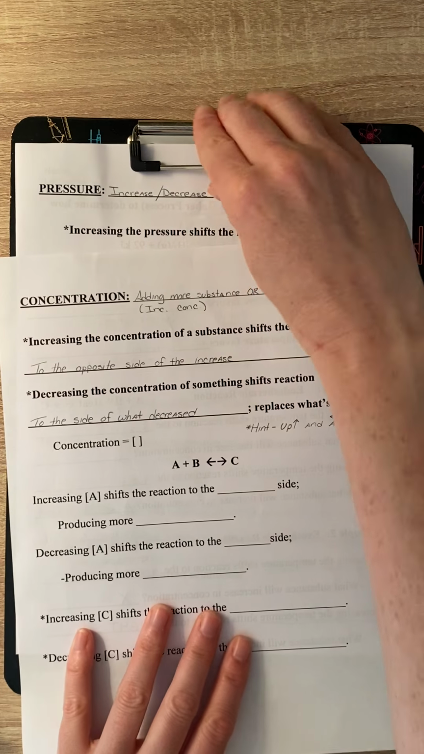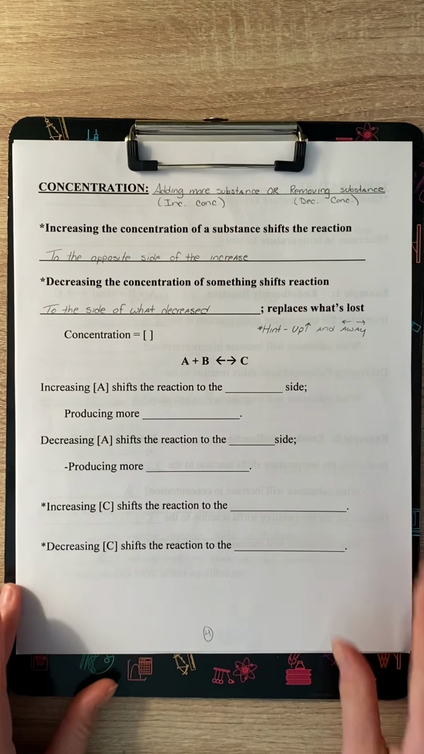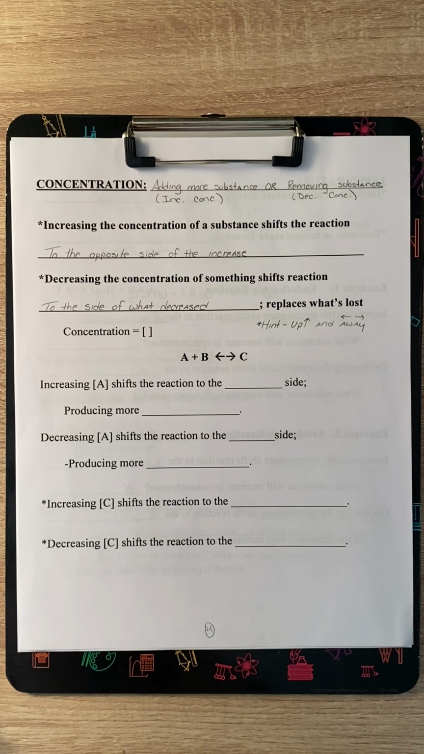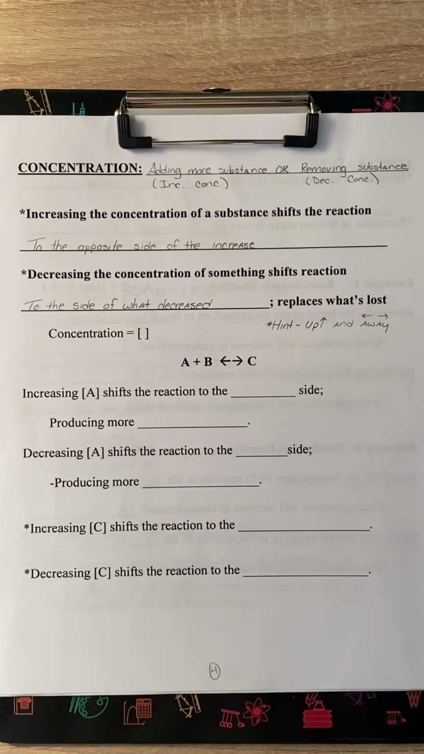Now we are going to get started with concentration and pressure. Just want to check my time here. So here we go, concentration. I'm going to just zoom in on this a little bit.